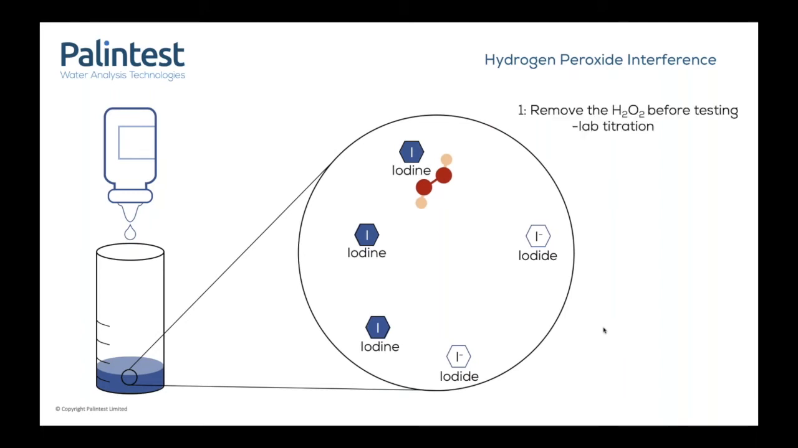The first is to remove the hydrogen peroxide before we even do our titration. So if we get rid of the hydrogen peroxide before we add our iodide, then we don't have to worry about the interference. And this is exactly how those lab titrations work that we referred to earlier. We use either cerium or permanganate. They react with the hydrogen peroxide and destroy it. And once all the hydrogen peroxide has gone out of the sample, we can then carry on with our test as normal. So why aren't we all doing this in the field?